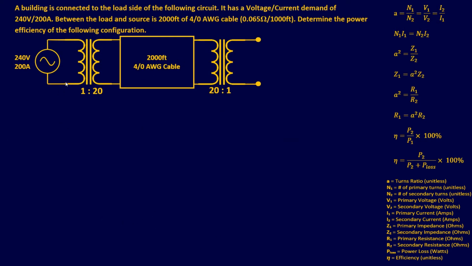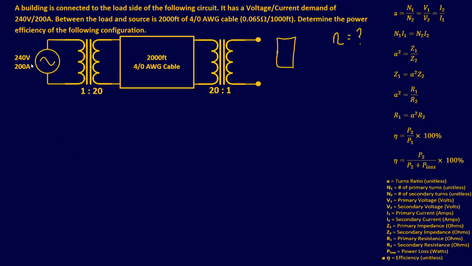All right, for our second example, we have something a little bit more exotic. A building is connected to the load side of the following circuit. So we have a building right over here, and it has a voltage and current demand of 240 volts at 200 amps, similar to our source. Between the load and the source, there is 200 feet of 4-gauge cable, and that comes out to be 0.065 ohms per 1,000 feet. And we want to determine the power efficiency of the following configuration. So we're looking for efficiency. I'll put a question mark right there.